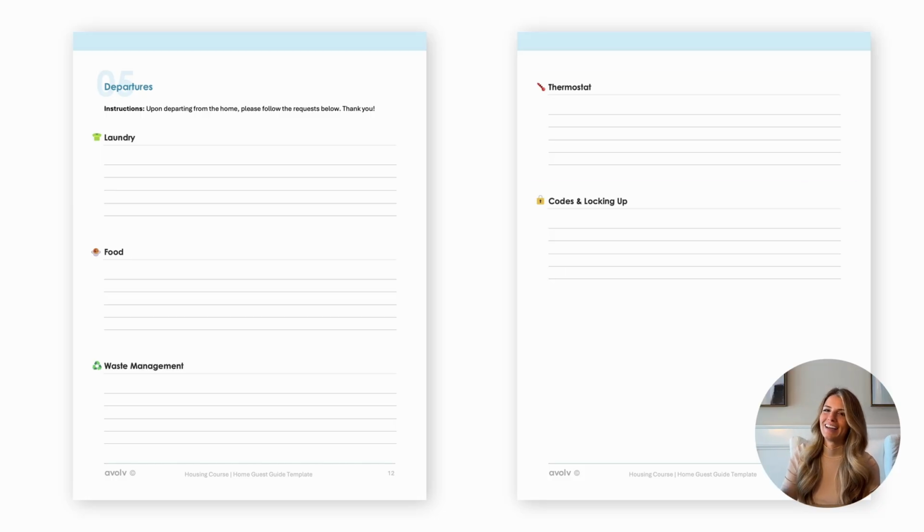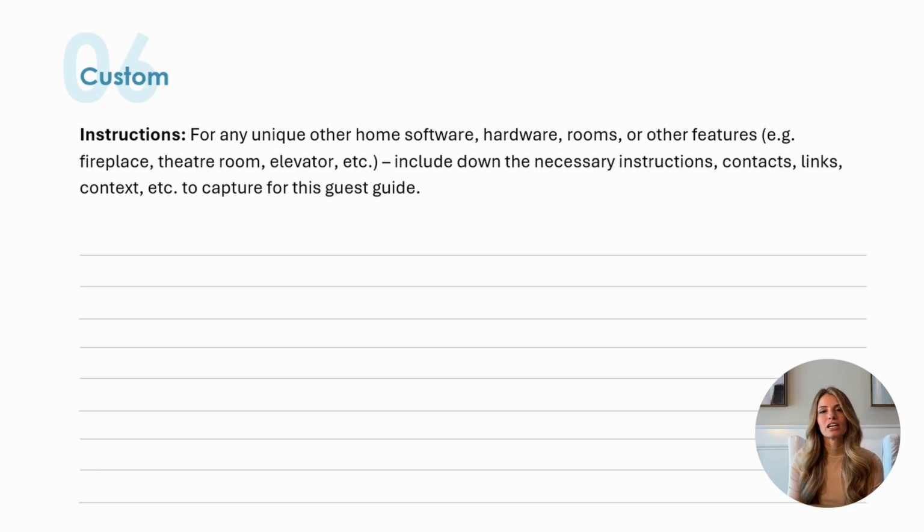And then the thermostat. Again, I'm just laughing because it's just such a thing. What setting do you want it on and how do they do it? And then any codes and locking up upon leaving. This is your opportunity to give them the instructions about how to secure the home upon their departure. And last but not least, there's a custom section. So if there are any last items that you're like, I need this in my specific home for my specific guests, then you have the opportunity to add any instructions, contact info, links, context here.